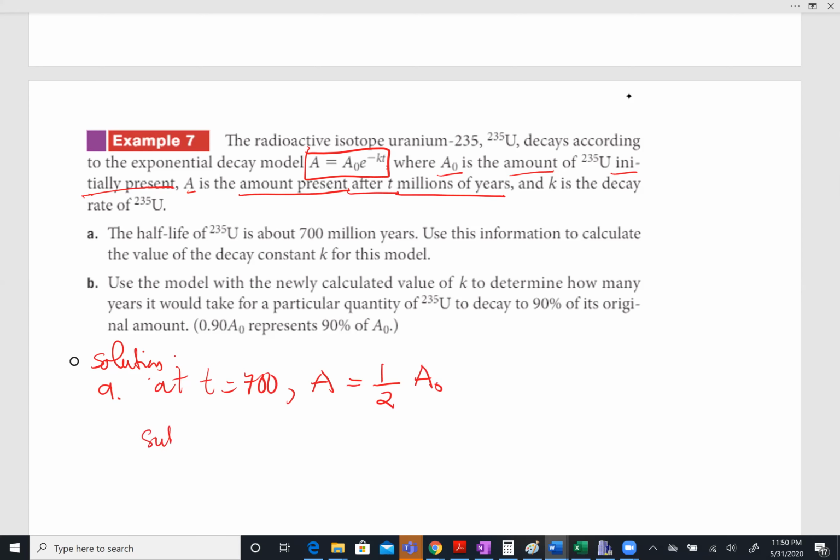So I will substitute this information into the formula A equal to A0 e to the power kt. Okay, I substitute all this information into this equation. So what do I have? Now I'm going to have A equal to 1/2 of A0. So I have 1/2. Let me use it.